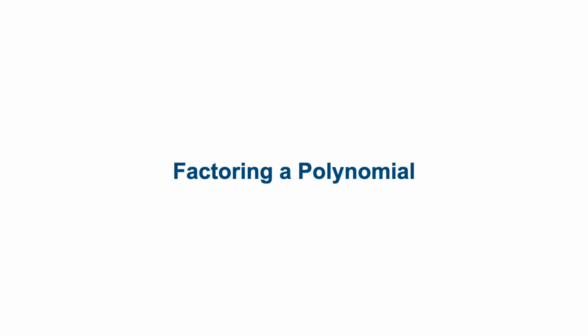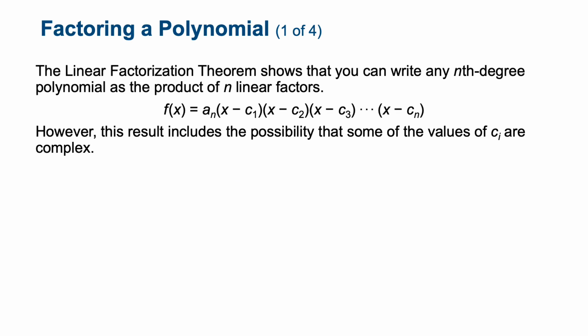Okay, so let's continue with factoring a polynomial. Just to reiterate, this is the linear factorization theorem, where you can write any nth degree polynomial as a product of n factors, meaning whatever the degree of the polynomial, you can rewrite that polynomial as a product of linear factors. What does that mean? Linear factors: the x has exponent 1 and then it's minus some number, okay?